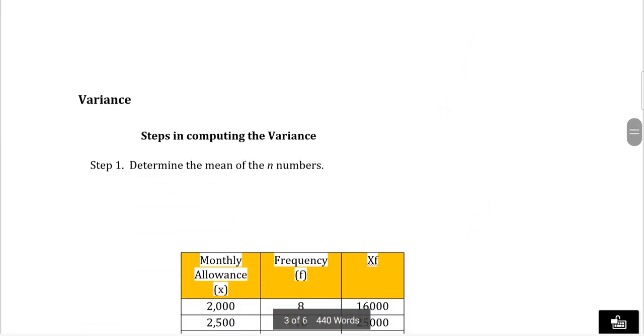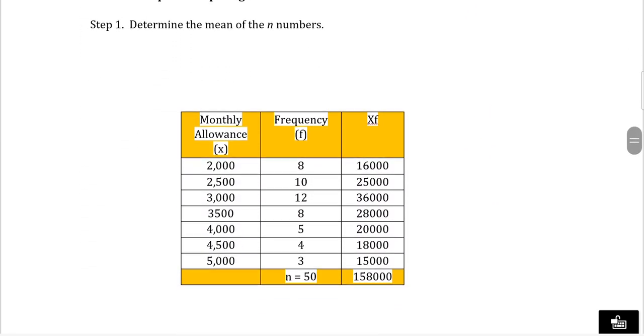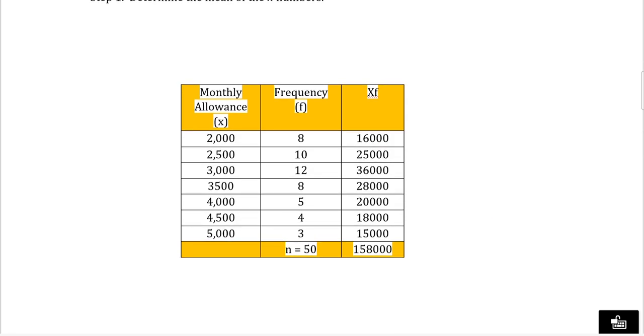Okay. Now for the variance, first we need to determine the mean of the numbers. So we have here a third column which multiplies the allowances times its frequency. So 2,000 times 8, we have 16,000. 2,500 times 10, and so on. So we have here a sum of 158,000.